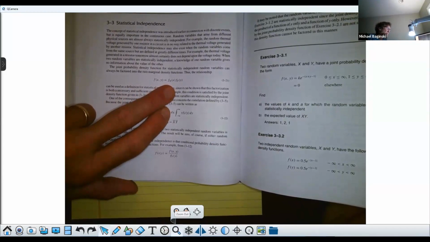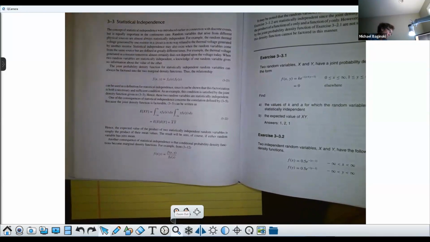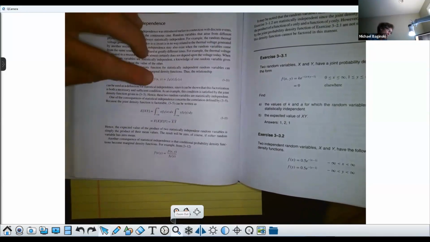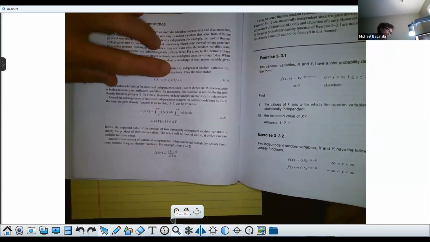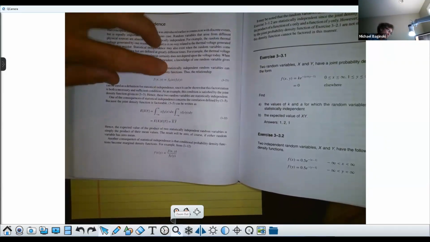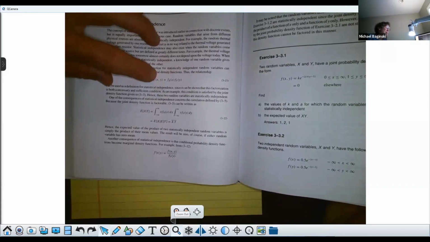Y'all with me? So if I mathematically give you f of xy, and you want to know if they're statistically independent or not, you go ahead and do the integration of f of xy with respect to x, and then again with respect to y, so you get f of x and f of y. If you multiply those two together and they're not equal to this, then it's not statistically independent.